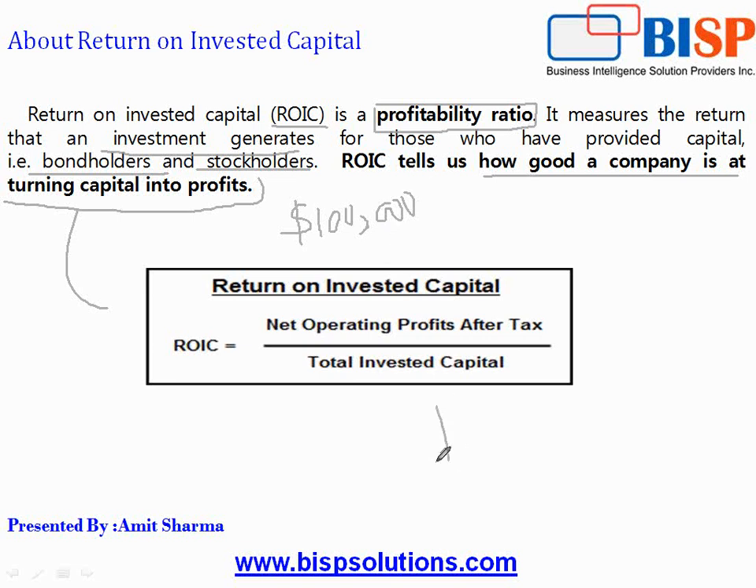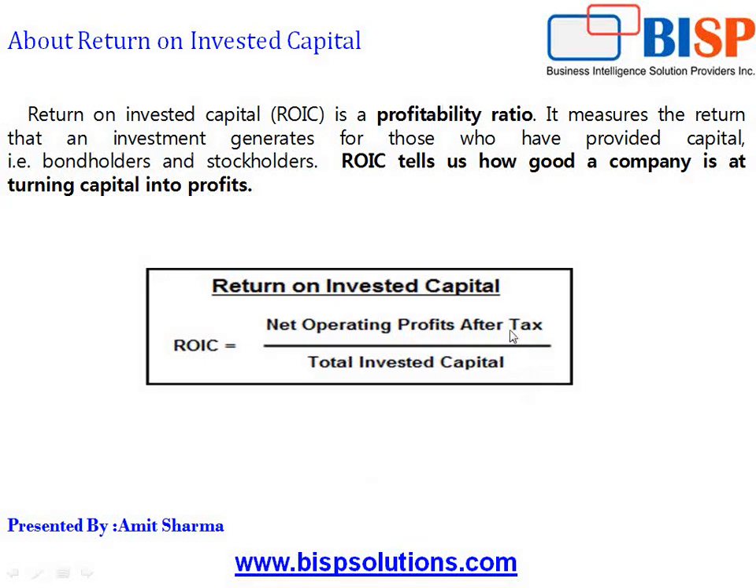Maybe I've got four choices, A, B, C, D company, and I would like to find out which company I should invest my money in so that it is more profitable to me. So the formula applied to this: net operating profit after tax divided by total invested capital. The simple formula. Let's get into a little more detail.